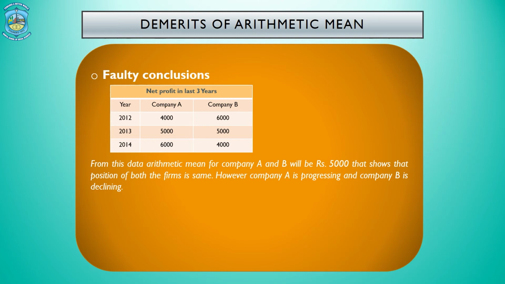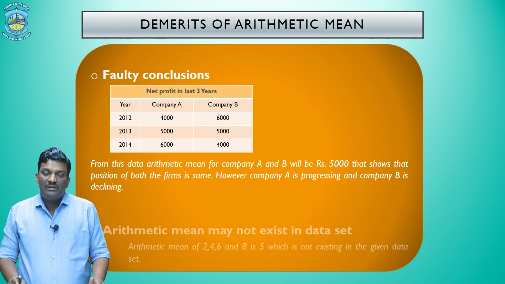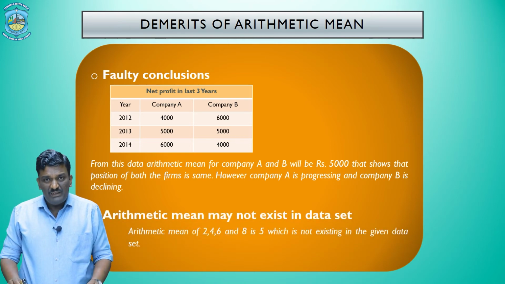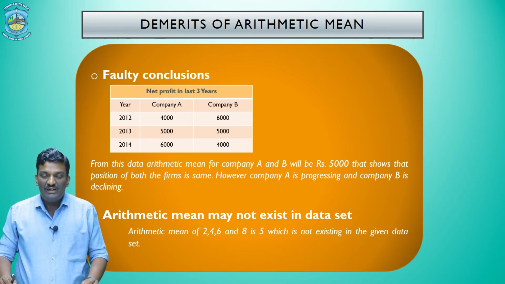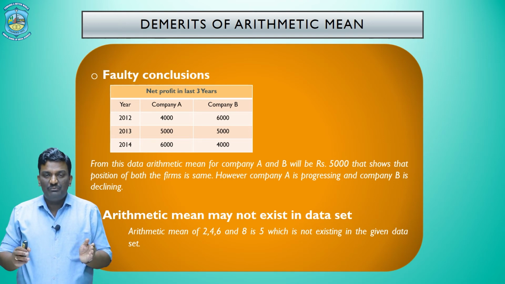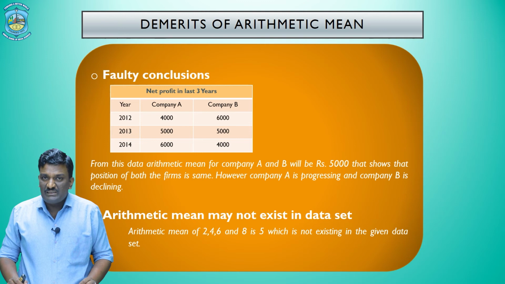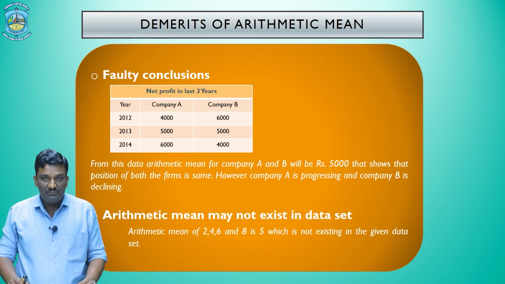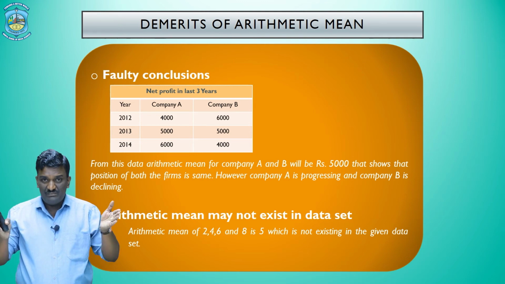That means if we make any conclusion from the arithmetic mean, it may lead to a wrong conclusion if it is not used very carefully. The last one, the value of the arithmetic mean may not exist in the data set. In this example, we can see 5 is the arithmetic mean for 2, 4, 6 and 8, which actually does not exist in that data, but it is a part of it because it is within the range of that data. This is all about merits and demerits of arithmetic mean.